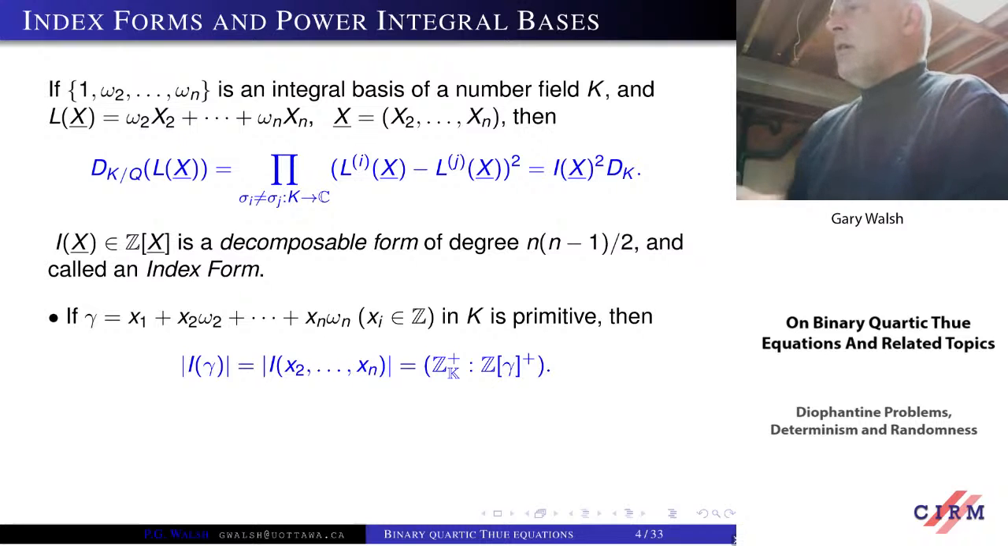Then if this element is a primitive element, so if it generates the field, then the value of the index form at gamma is, well, how do you evaluate it? You evaluate it using the coefficients. We're doing it with respect to the basis, so this is what we do. And this number in absolute value is the additive index of the ring generated by gamma inside the additive group of the ring of integers.